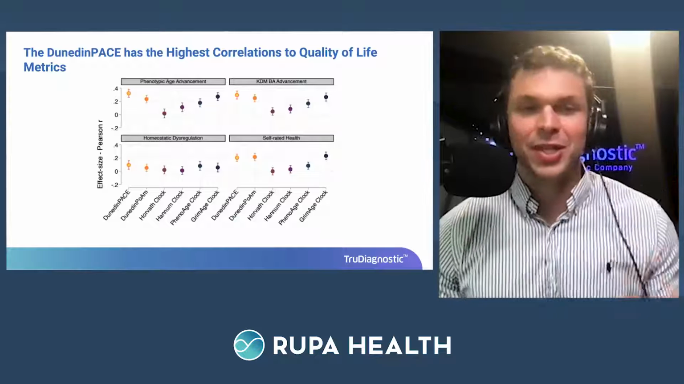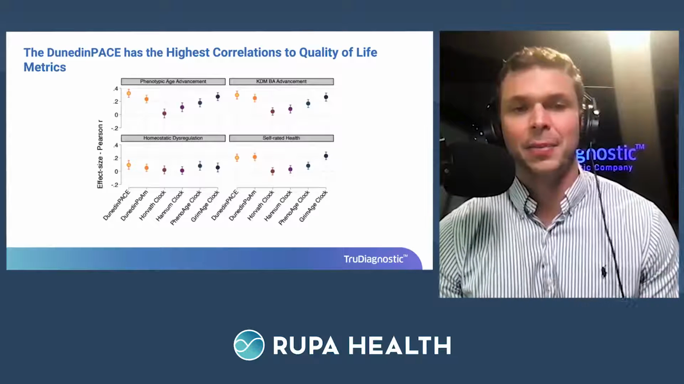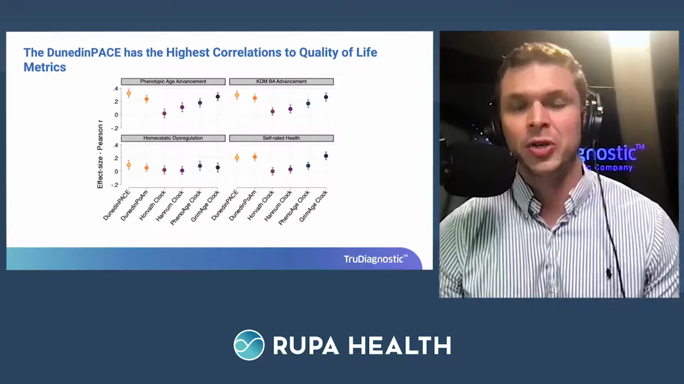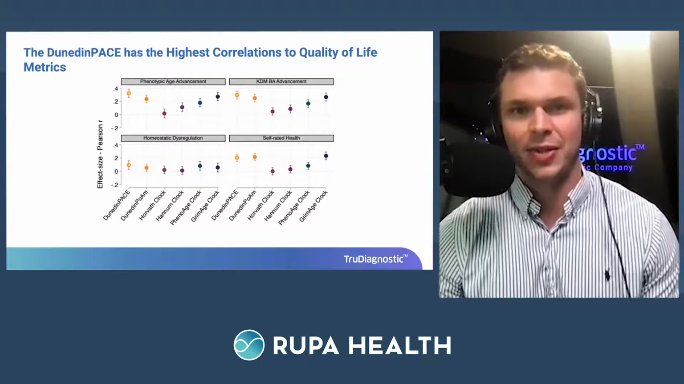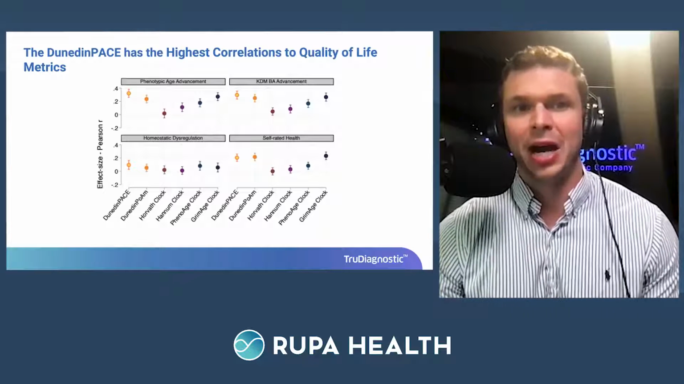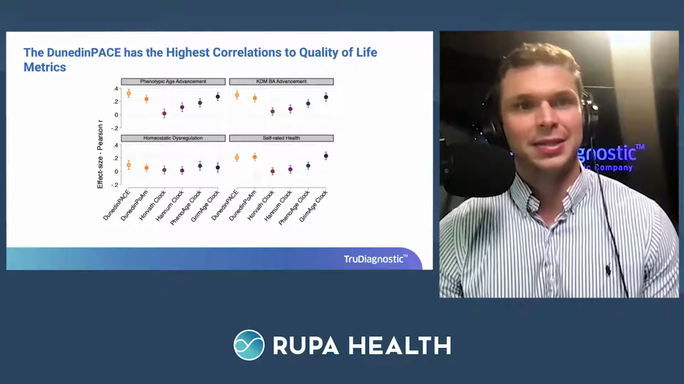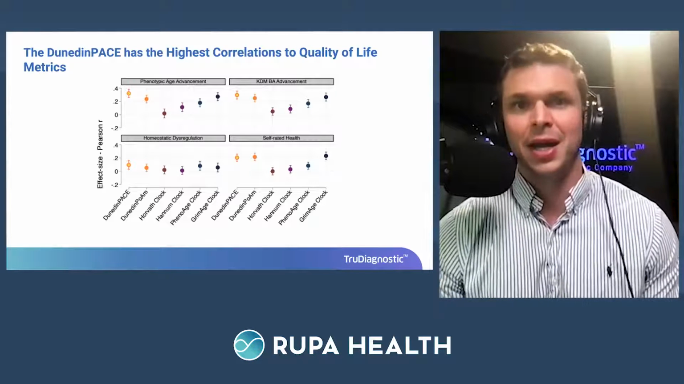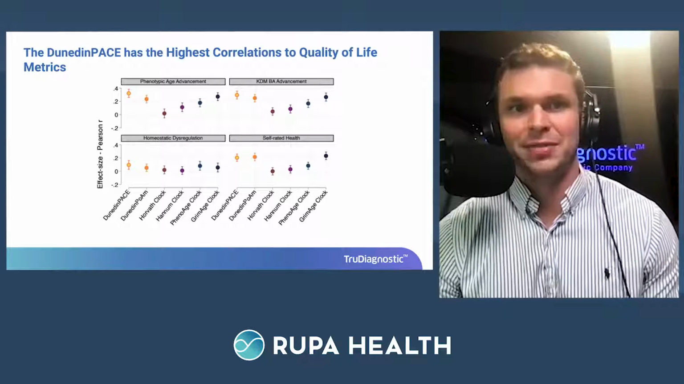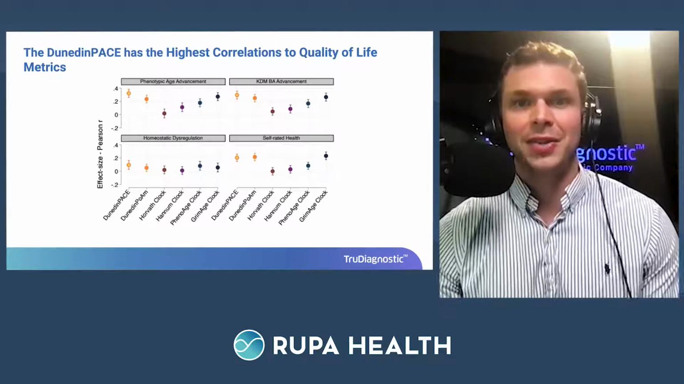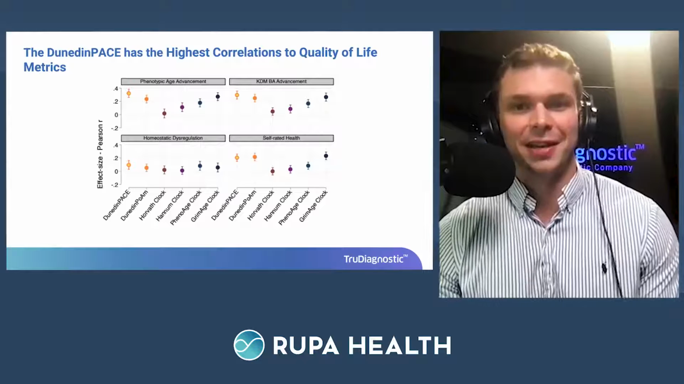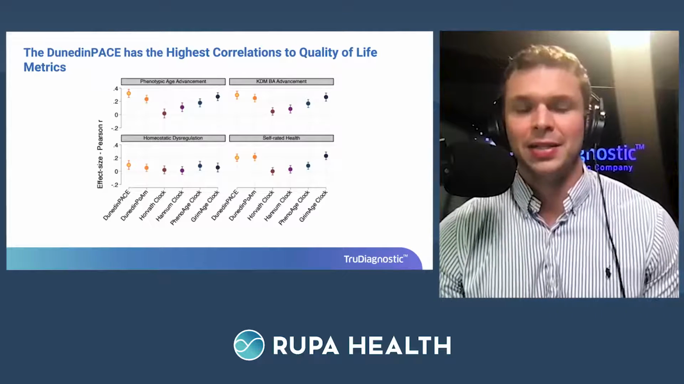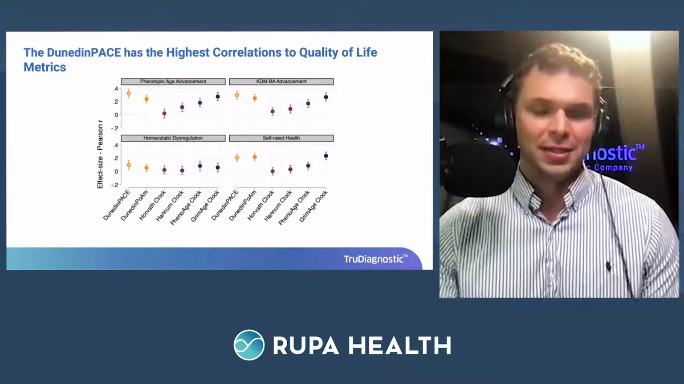And I should also mention that this has been validated to be probably the best marker. So here you can see all of the different age clocks that are out there. And the Dunedin pace outperforms all of them in comparison to traditional measurements like phenotypic age advancement, the KDM biological age advancement, homeostatic regulation. And even though it's not the best in self-rated health, it is definitely there at the top. So it has correlations to all of these different factors.